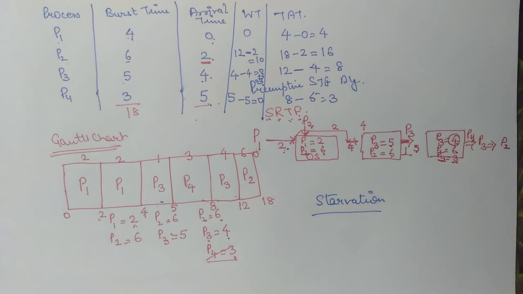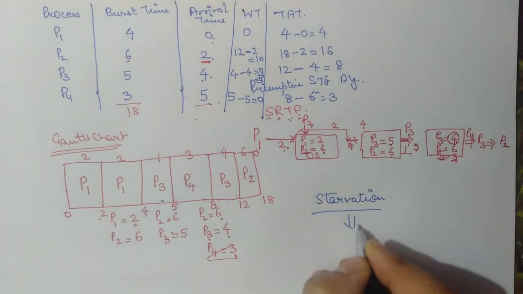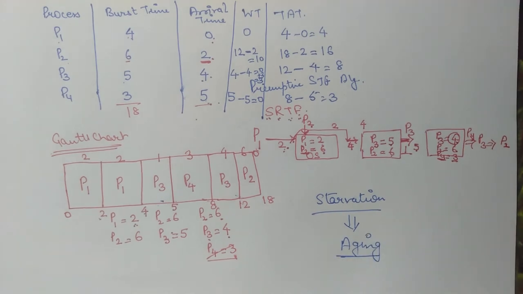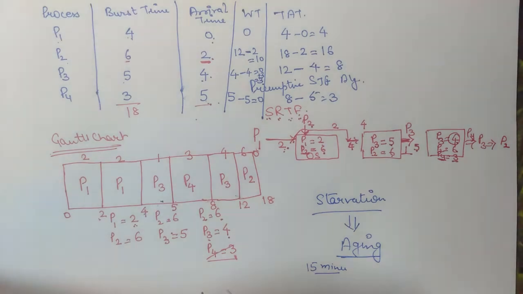And the way to solve this situation is aging. Aging means that the operating system sets certain criteria, for example that after every 15 minutes it will age a long process, so that it can then be handled. I will discuss this concept in detail later on. Till then we will concentrate on the basic criteria of the shortest job first scheduling algorithm.